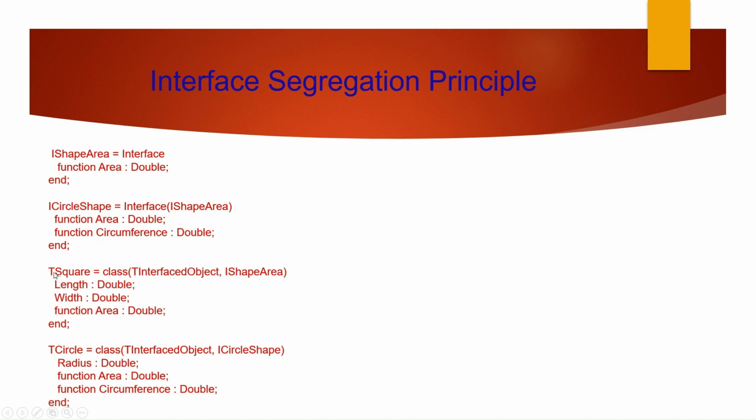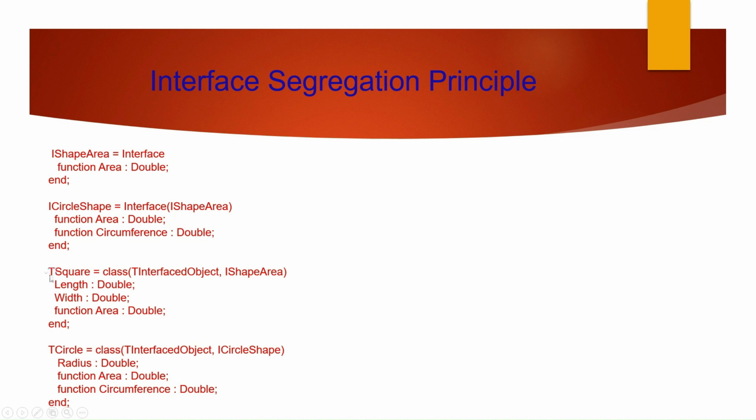Whenever I inherit IShapeArea, I can inherit it in my TSquare class, because I need only the area, and we can calculate only the area of the square. But for the circle class, I need both area and circumference. So in the case of the circle class, I can inherit the ICircle interface, which has the area and circumference methods. This is fine for me, because I need these two methods and I can implement them.